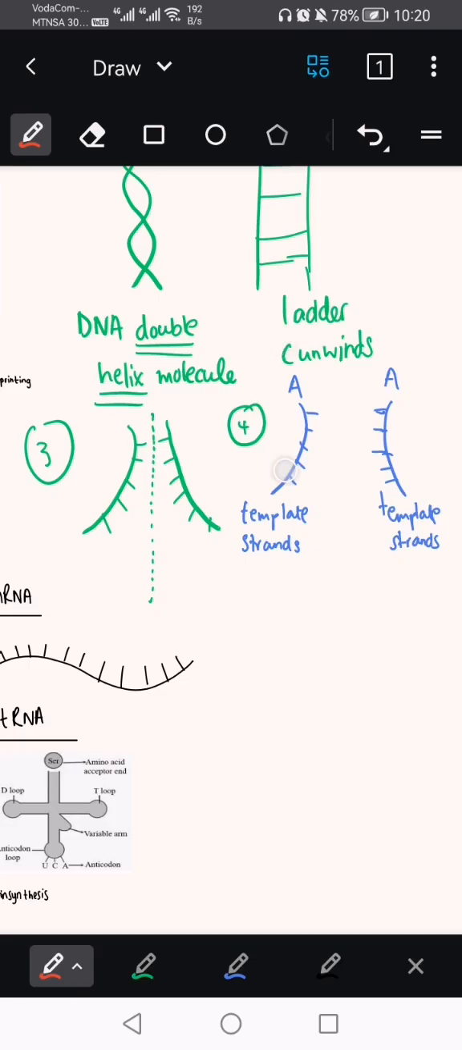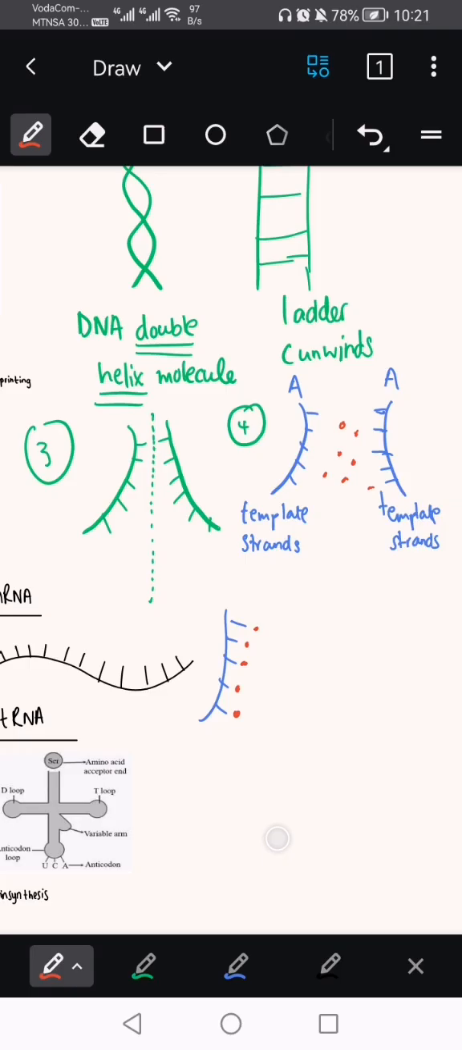Now in the nucleoplasm of the nucleus, there are free floating DNA nucleotides. What do I mean by free floating? They're just lying there in the nucleoplasm waiting to bond with something. So those free floating nucleotides, grade 12s, are now going to come to the template strand and attach with their complements, whether it is G bonding with C, A bonding with T, T bonding with A, or C bonding with G.